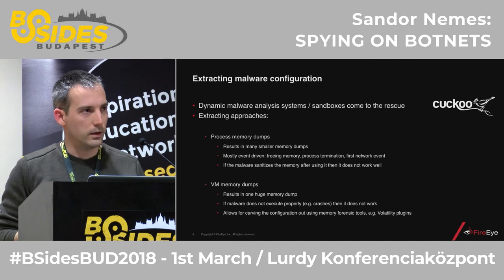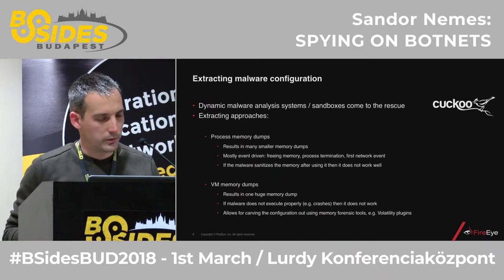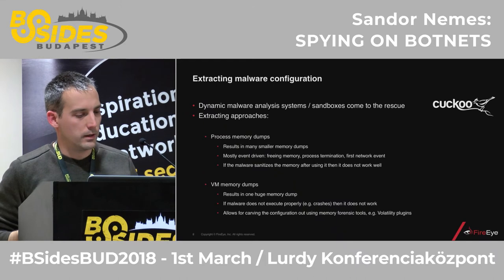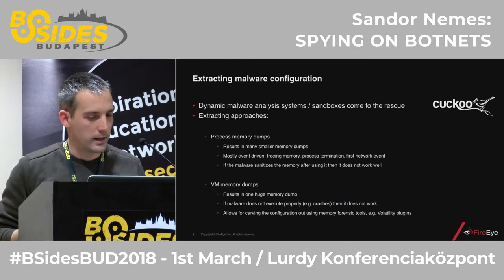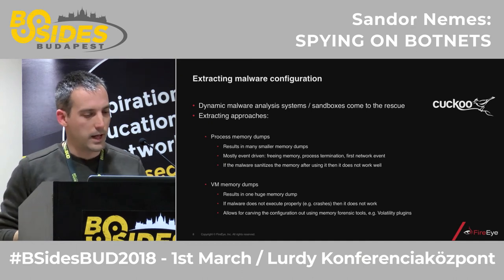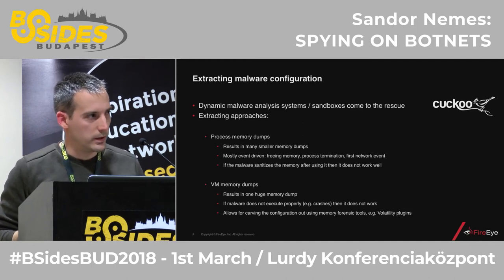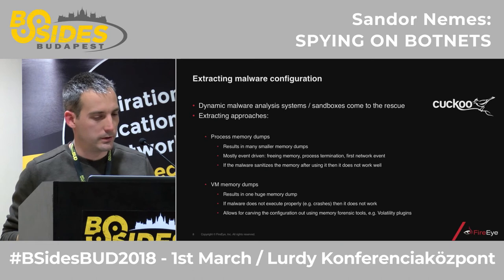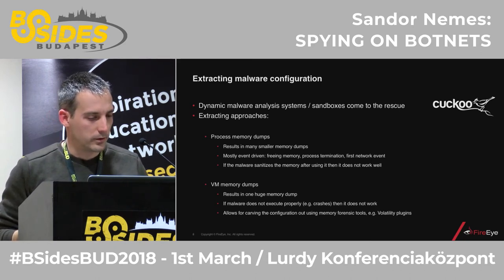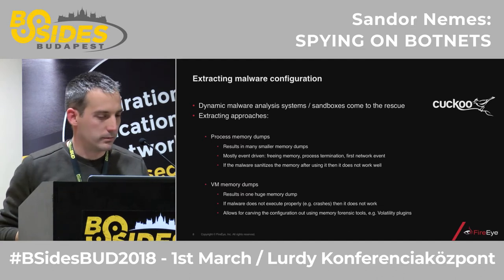So you can use this to run the files and basically use one of two approaches to get the configuration out of the sample. The first approach is creating process memory dumps triggered by certain events. These events can be a freeing memory page or termination of a process, or there are products that trigger this on the first network event. When one of these events happens, the system saves the memory dump, certain memory ranges, or the entire process memory to disk, and you can use simple scripts to extract the configuration from there. You can think about these as scripts written in a high-level language like Python. It can be anything, really.